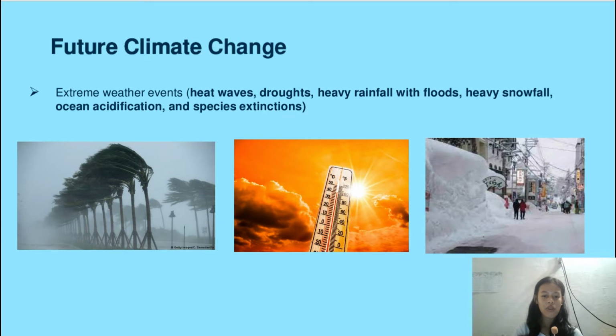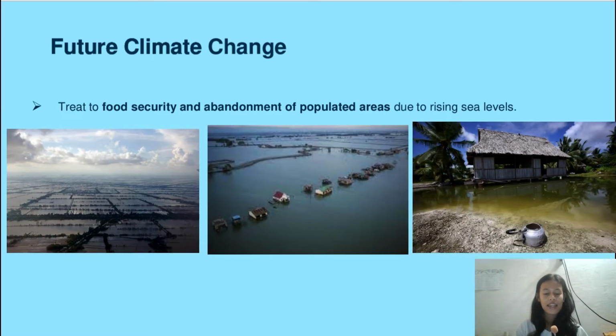Next is extreme weather events. As I've said, we are experiencing heavy rains nowadays, caused by this extravagant climate change that is really affecting us. Next is the threat to food security and abandonment of populated areas due to rising sea levels.